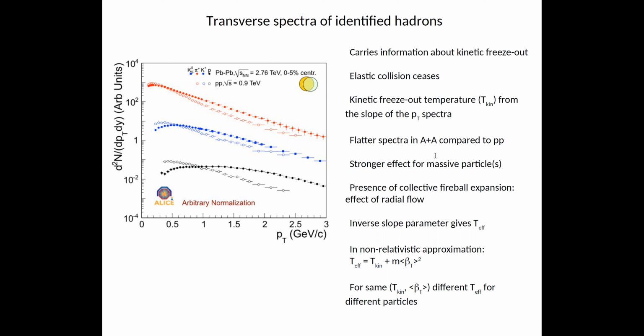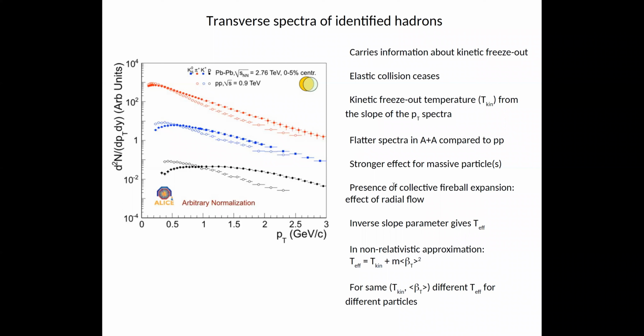The red stands for pion, the blue stands for kaon, and the black stands for proton. The mass of pion is less than the mass of kaon, which is even lesser than the mass of the proton. So you can see as we keep on increasing the mass, the spectra becomes more and more flattened. Okay. So this basically tells you that there is the presence of collective fireball expansion, and this is an effect of the radial flow.